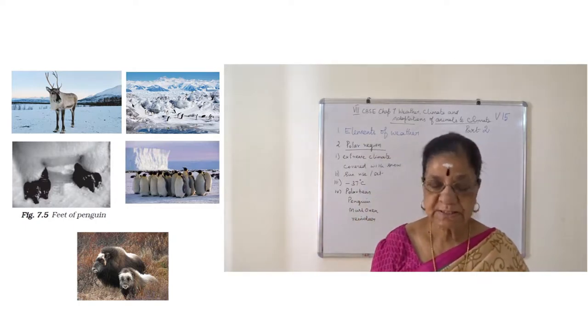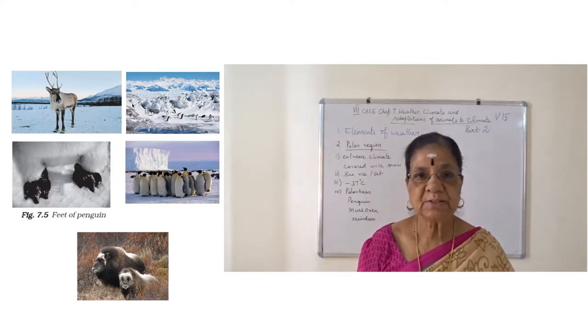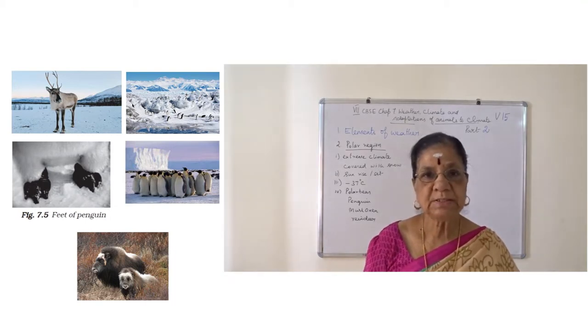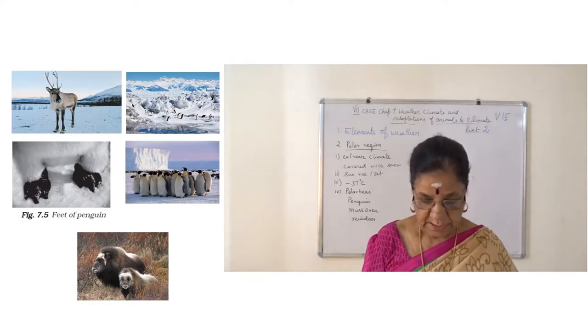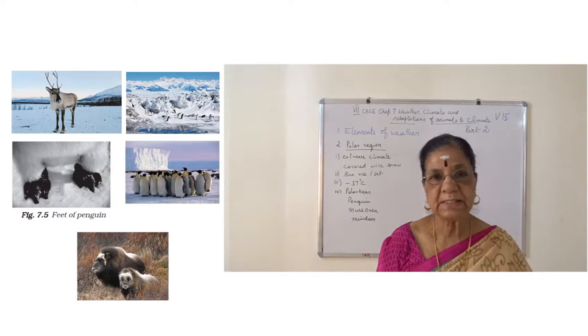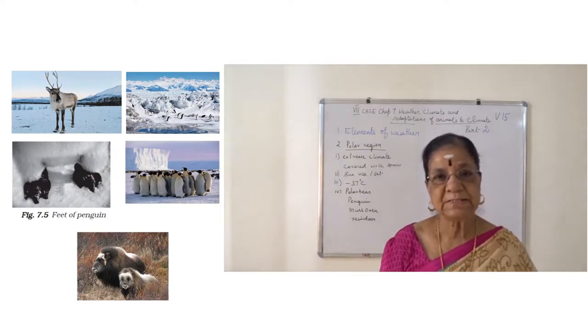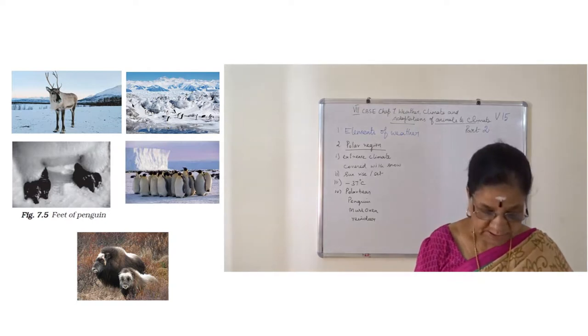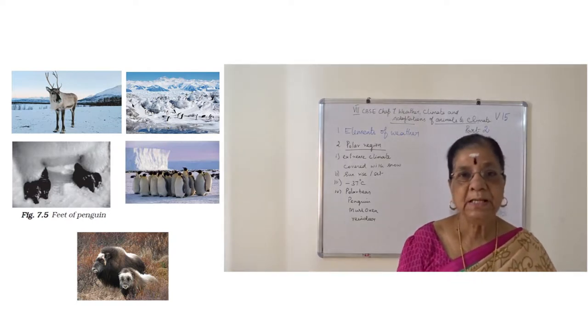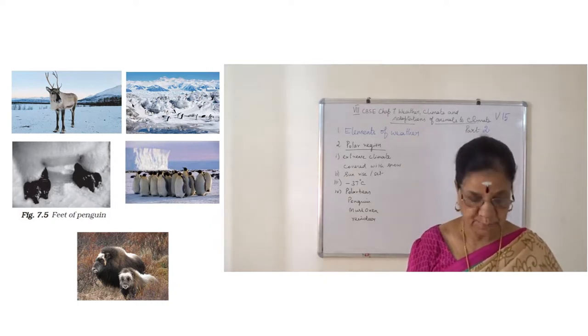That is the first adaptation. Then it has a very strong sense of smell. The second adaptation is the very strong sense of smell. That helps to locate and catch the prey. The sense of smell is called the olfactory sense. So this sense of smell helps the bear to locate and catch its prey.